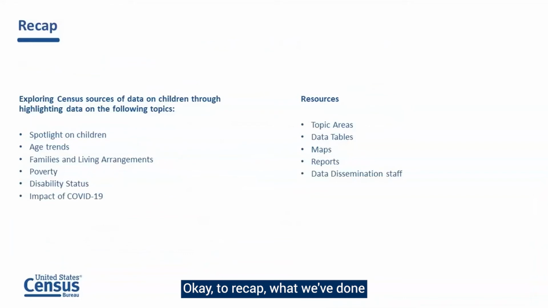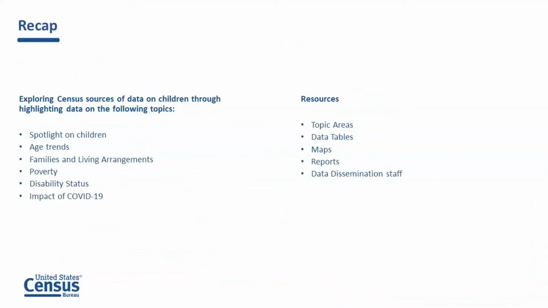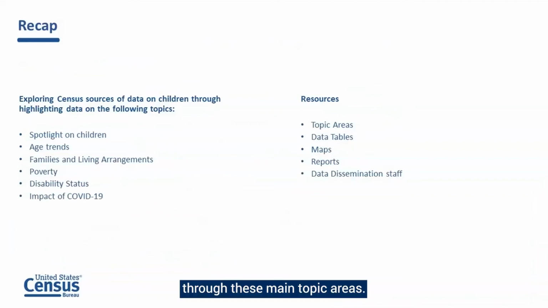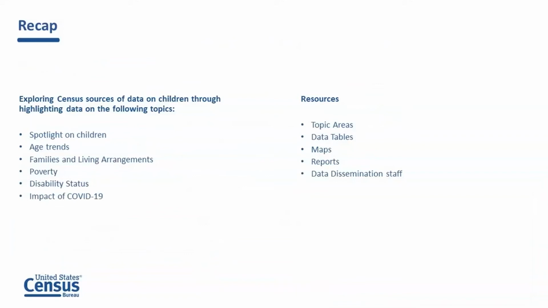Okay, to recap, what we've done so far this afternoon is explore the census data sources on children through highlighting data through these main topic areas. We spotlighted children, explored some age trends, looked at family and living arrangements, poverty, disability status, and the impact of COVID-19. Some of the resources that we looked at were the topic pages, data tables and links, maps, reports, and data dissemination staff as a resource as well.